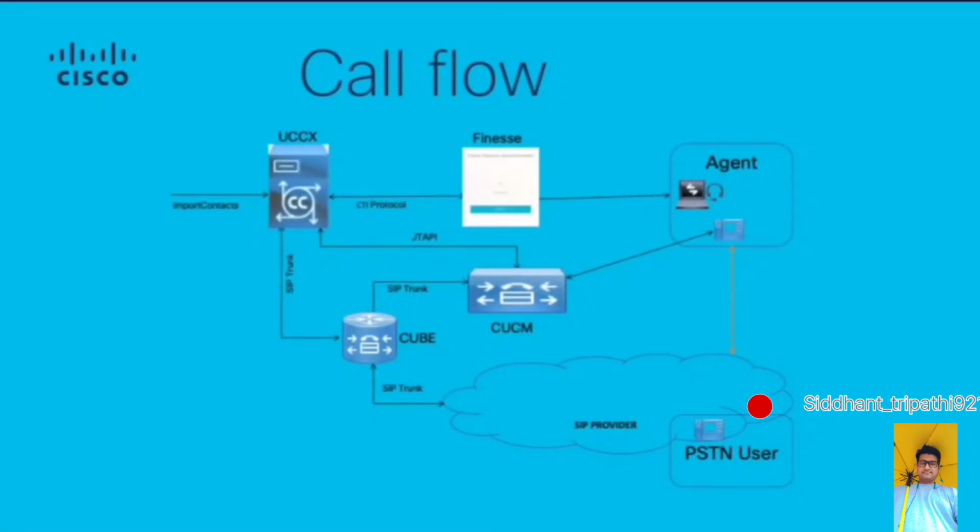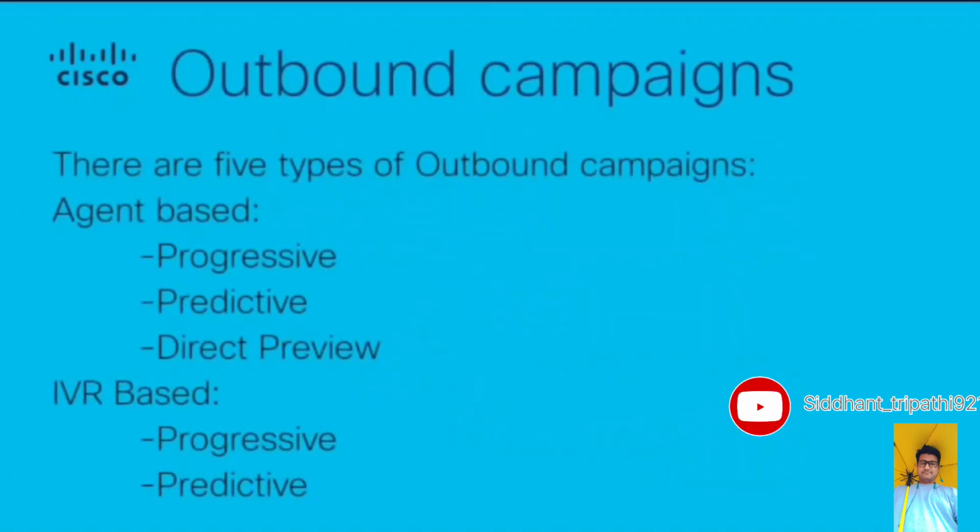Call flow. You can see the interaction on this call flow between UCCX with CUCM, Finesse, and CUBE. But first, I begin with some introductory concepts. There are 5 types of outbound campaigns on UCCX. First, agent-based: progressive, predictive, direct preview. Second, IVR-based: progressive, predictive.